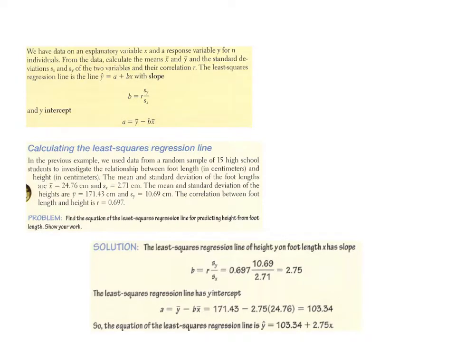Now, if you had to, you could calculate your least squares regression line without plugging everything into your calculator. You would do that using these two formulas for slope and then for y-intercept. For both of these, you would need to calculate the mean for the x values and the mean for the y values, and also the standard deviation for the x values and the standard deviation for the y values, as well as their correlation r. So you can see here's your slope formula.